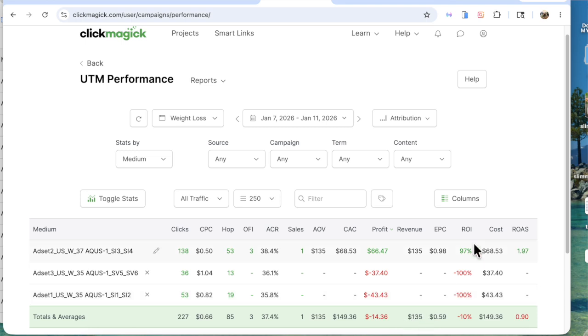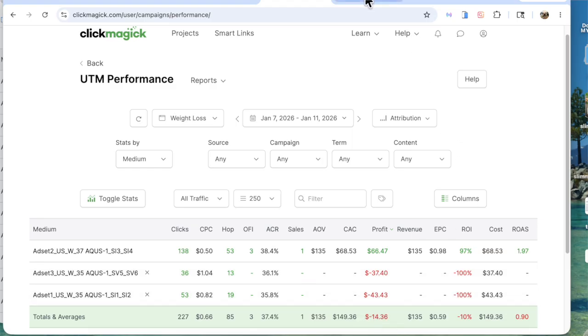This is one campaign, and you will see my ROI for this ad set is 97%, but my total profit here is negative $14.36. So we need to know our numbers because we want our campaign to be profitable. As you can see here, negative $14.36.